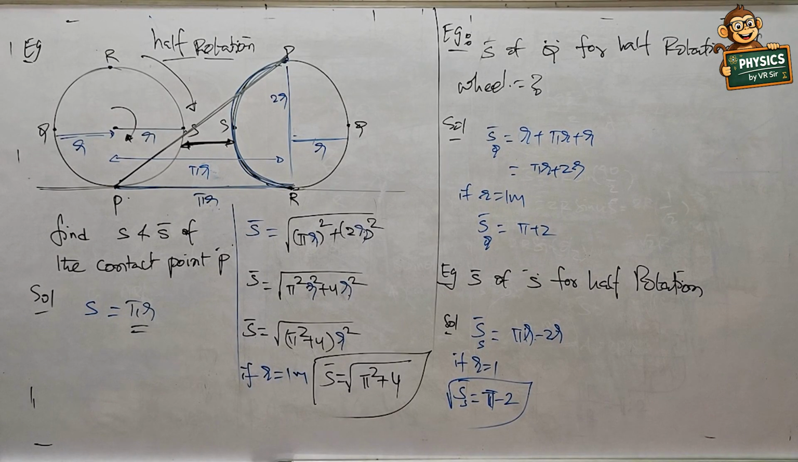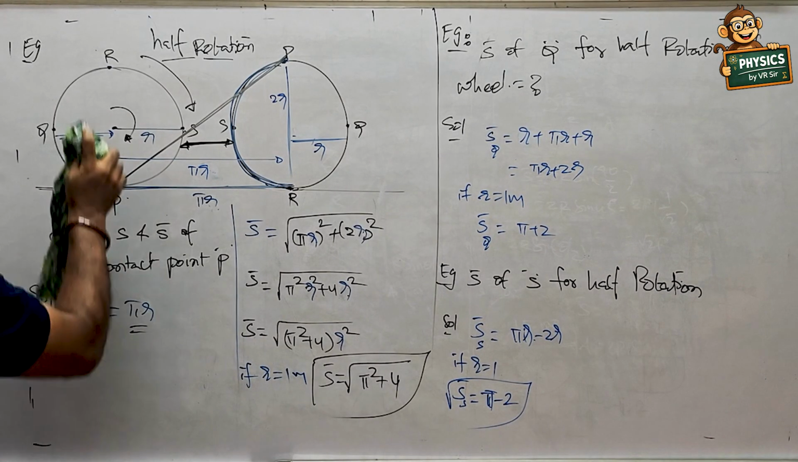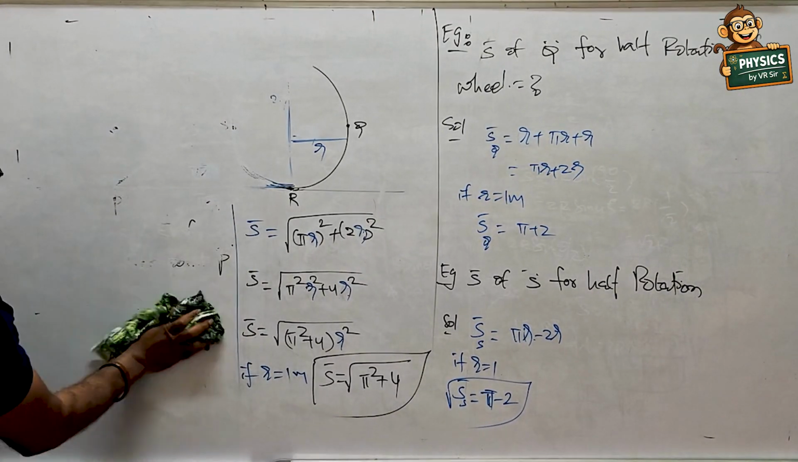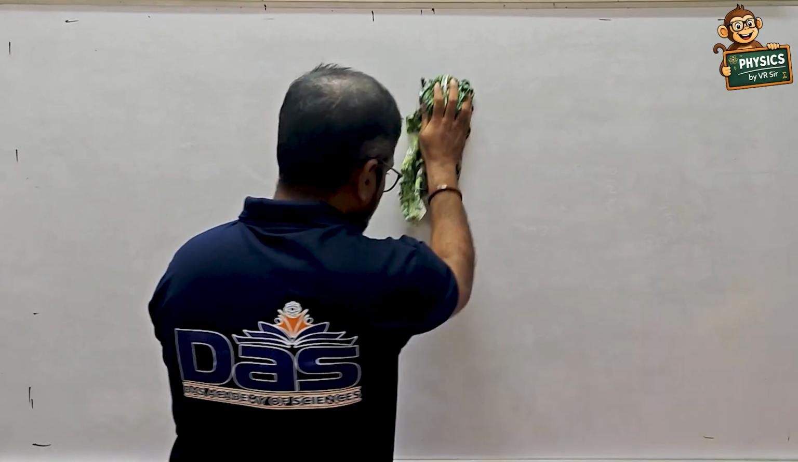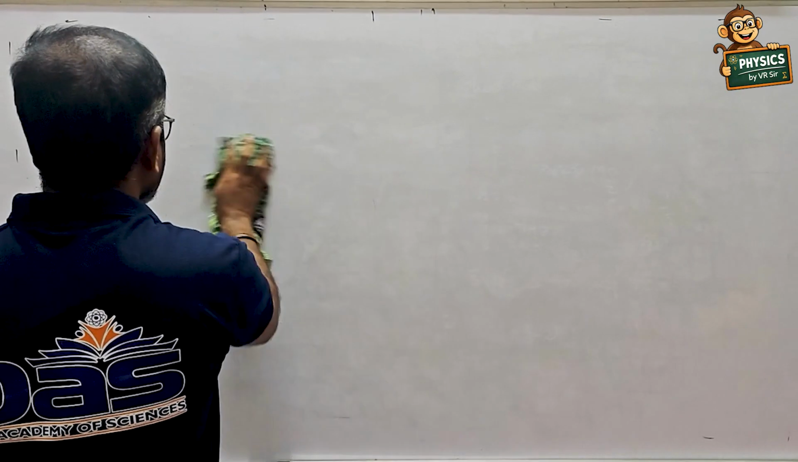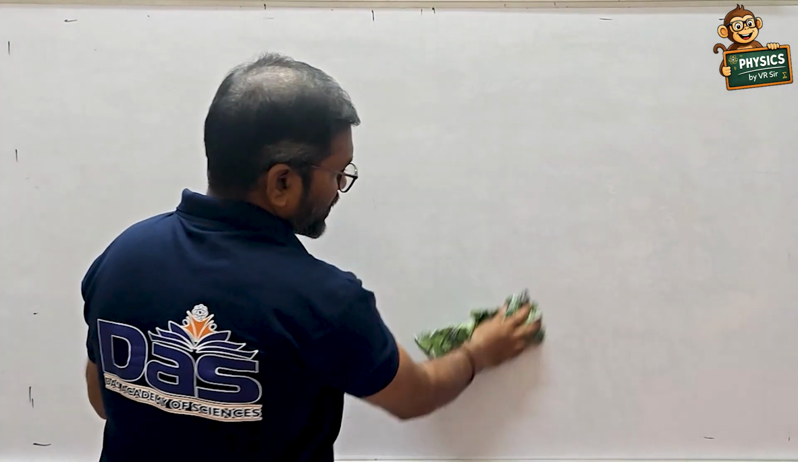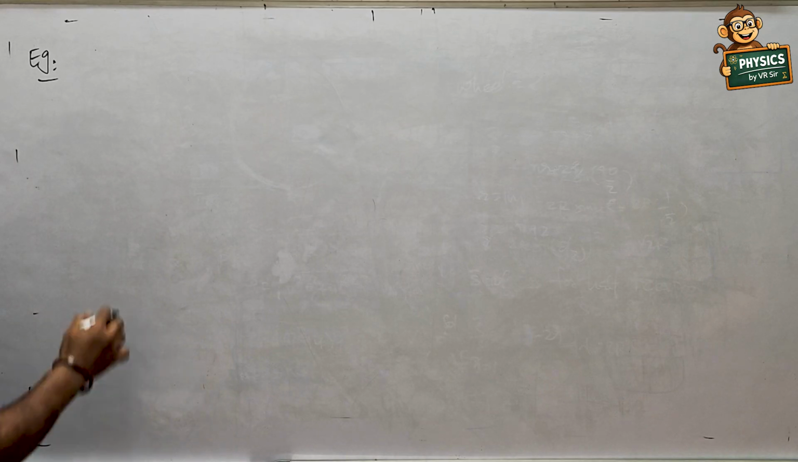So in distance and displacement, there are a few other models we can focus on. While we are writing on the board, you can skip these seconds and go directly to the question. Now, example. What are the other models?